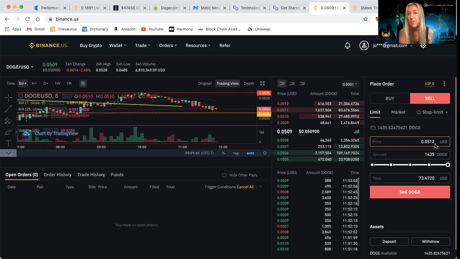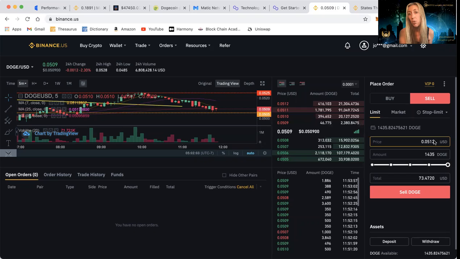If I get 5.12, I'm going to make $73.47, I guess with some fees as well. Now let's see if I wanted to hold out a little bit, because, not that long ago, on the 5 minute, it went up to 5.16.